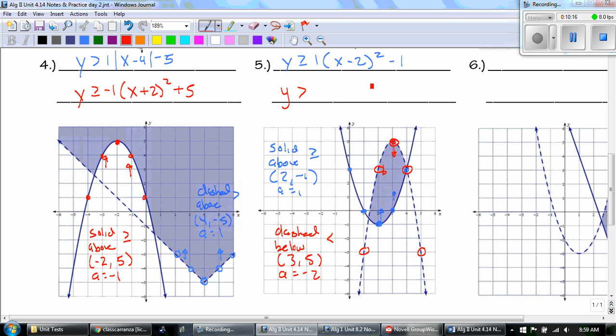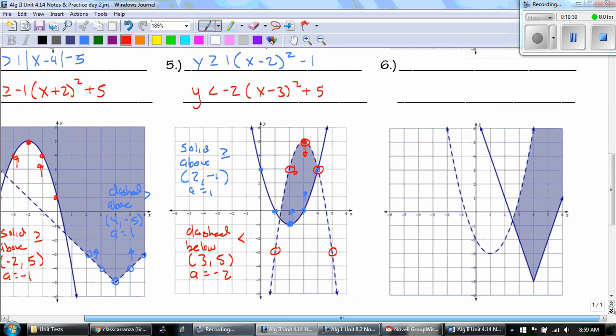So we get y is, no, not greater than, Mr. Grice, we said less than. So y is less than -2 x minus 3 squared plus 5. Okay? I would highly recommend writing all those little notes down before you write what the inequality is.